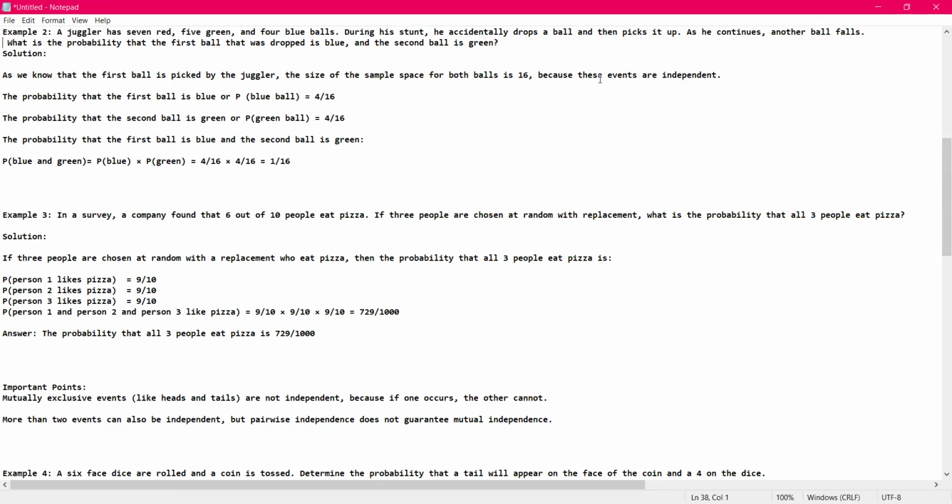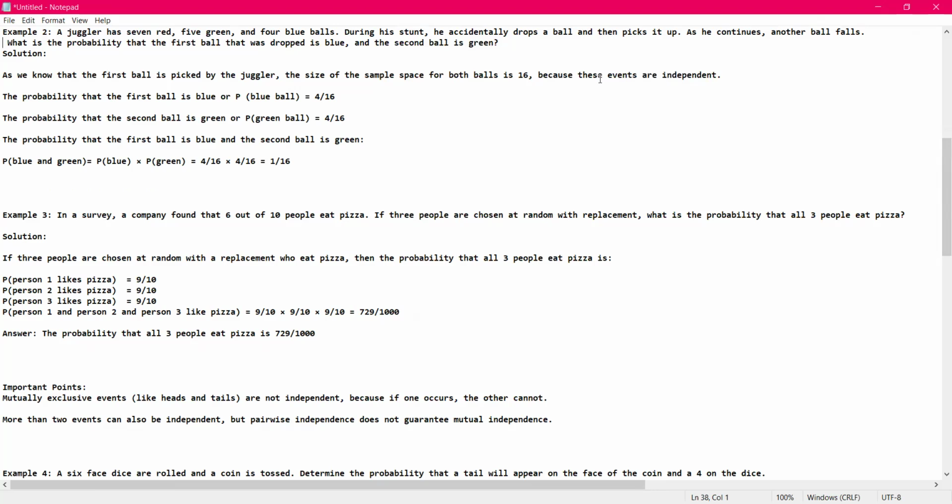Next one. So what is the question they are asking? The probability that the first ball dropped is blue and the second ball is green. It means probability of blue and green. It means P of B intersection G. So according to the formula, already we know that P of A intersection B equals P of A into P of B. So here P of blue and green equals P of blue into P of green.